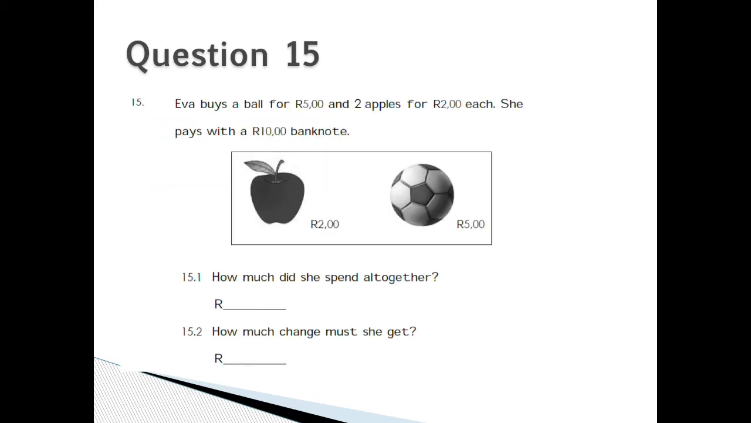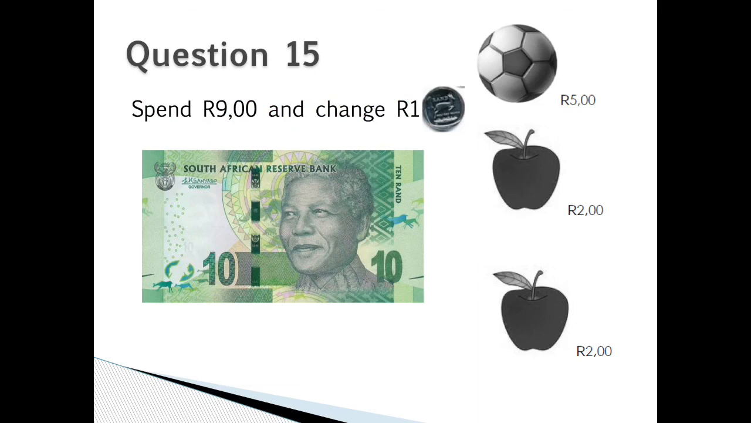Eva buys a ball for 5 rand and 2 apples for 2 rand each. She pays with a 10 rand banknote. The apple is 2 rand and the ball is 5 rand. 15.1. How much did she spend altogether? 15.2. How much change must she get? Please note in the story that she buys 2 apples, not just 1. So 2 rand plus 2 rand is 4 rand, plus the ball for 5 rand is equal to 9 rand. So therefore, she will spend 9 rand and get 1 rand's change.